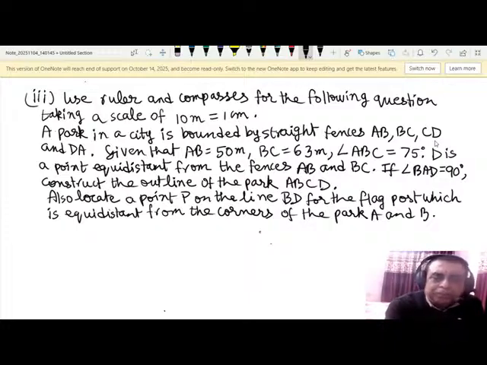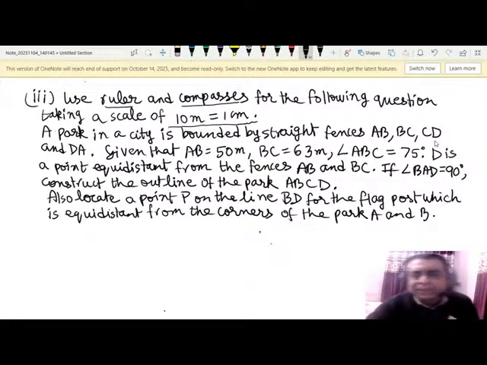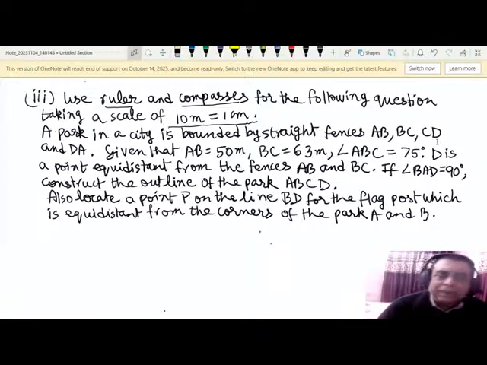Use ruler and compasses. So you are allowed to use only ruler and compasses, not freehand. Use ruler and compasses for the following question. Taking a scale, you have to take the scale 10 meter to 1 centimeter in drawing. The original figure is in meters. We will be drawing on the paper by taking the scale 10 meter representing 1 centimeter on the paper, but on the ground it is in meters.